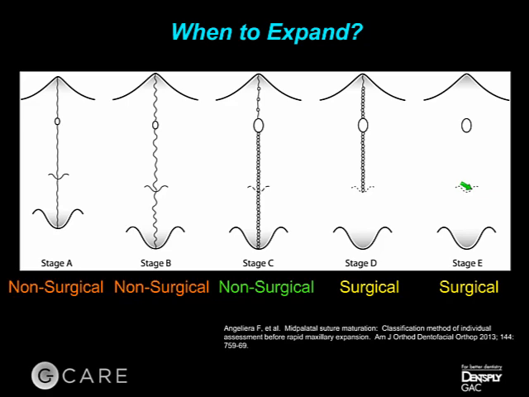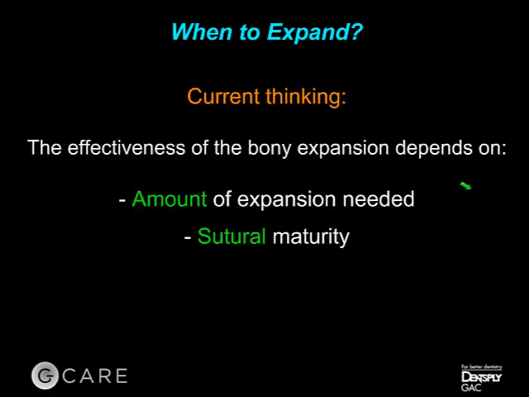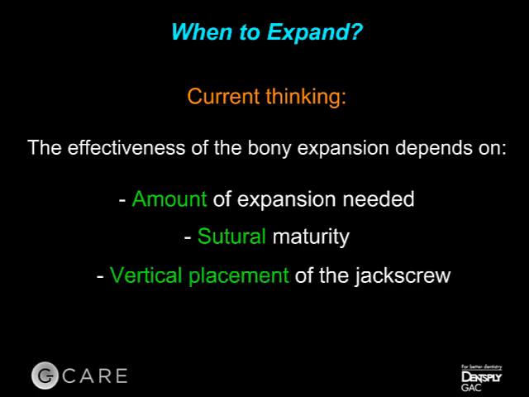So while this research is still young, I think it's going to start showing promise in really being able to determine when expansion is still going to be possible and effective. So now we're starting to think of current thinking. My thought process on expansion is starting to change. Maybe the effectiveness of the bony expansion that we're going to get on our patients is going to be based not only on the amount of expansion needed, which is what we talked about previously in terms of quantifying, but on sutural maturity as opposed to skeletal maturity.